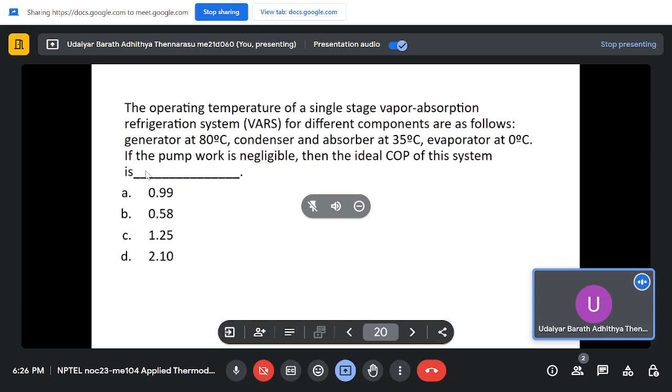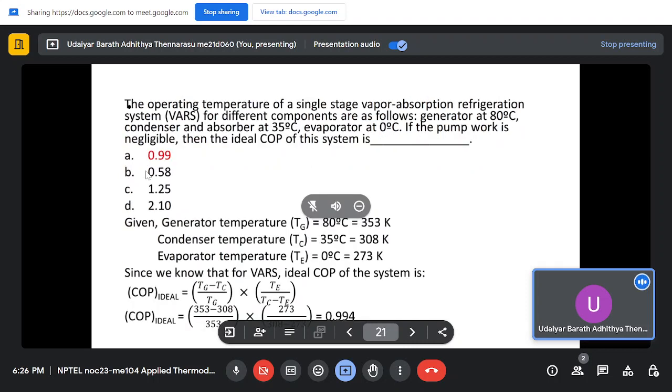The next question is regarding a vapor absorption refrigeration system. The operating temperatures of a single stage VARS for different components are as follows: generator at 80 degrees Celsius, condenser and absorber at 35 degrees Celsius, evaporator at 0 degrees Celsius. If the pump work is negligible, then the ideal COP of the system is dash.